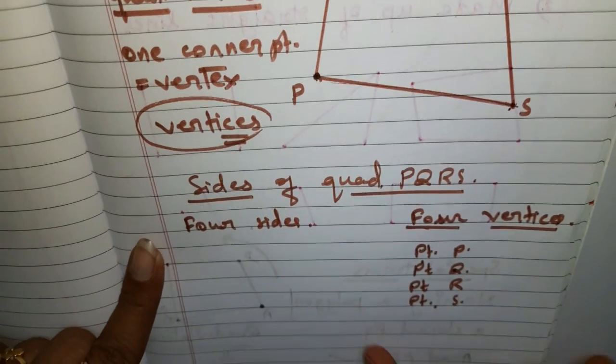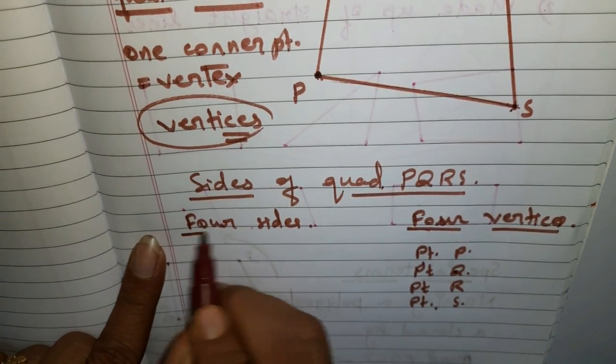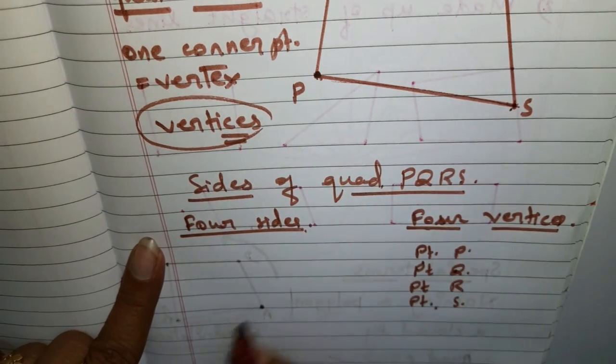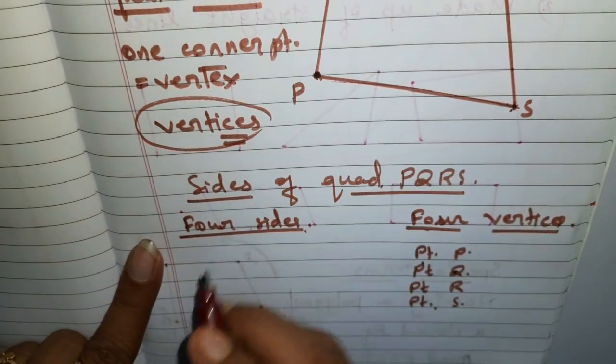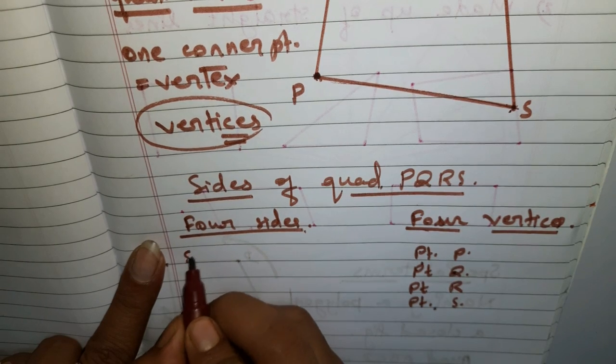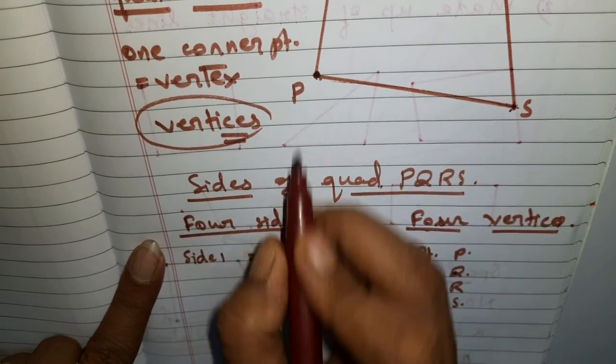Okay, that I'll write here afterward. But before that, let me write the sides. Now, what are the sides? Let us write the sides. PQ. The very first side you can see is side 1. What is the side here?